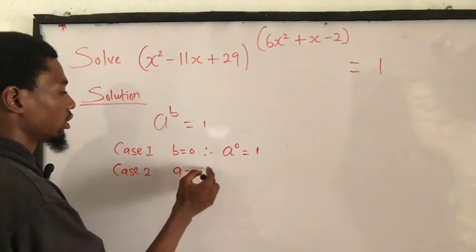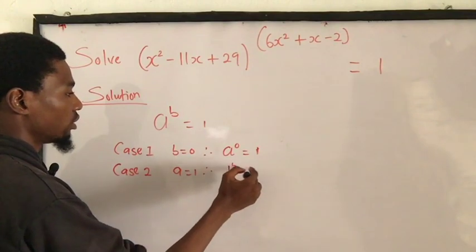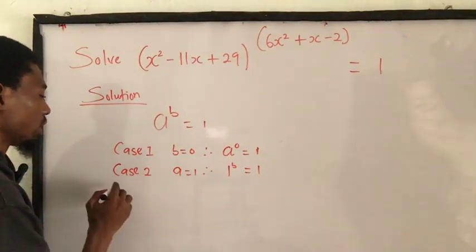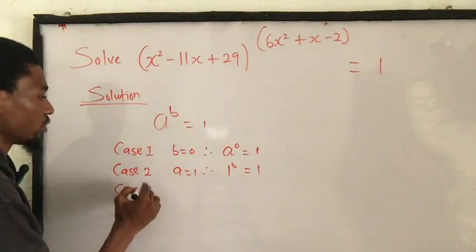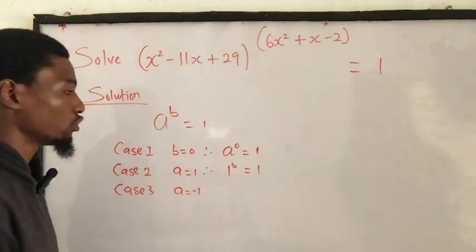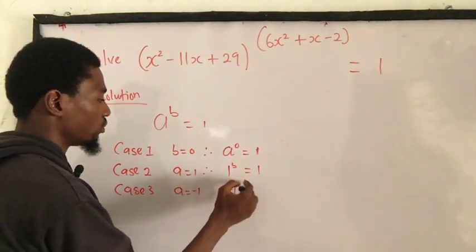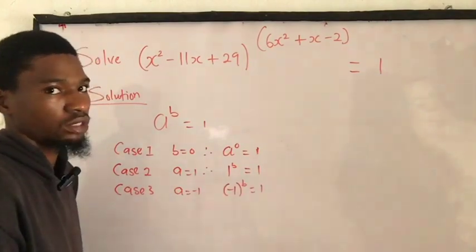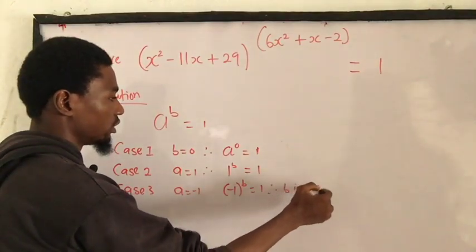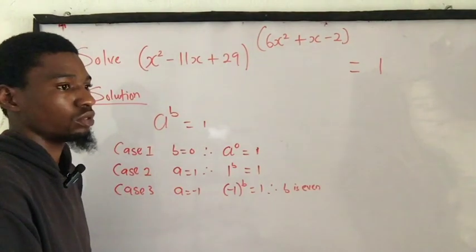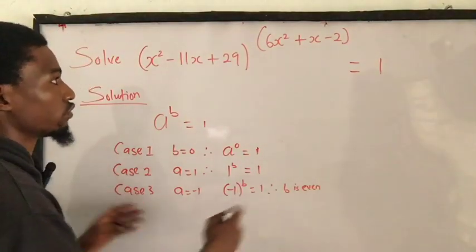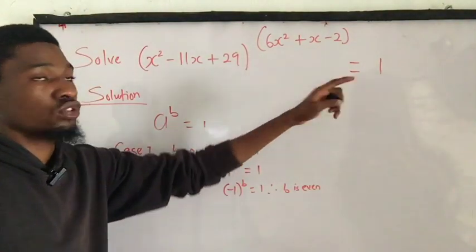When a is equal to 1, 1 raised to the power of any number gives us 1, so 1 raised to the power of b gives us 1 as well. And case 3 is when a is equal to minus 1. Minus 1 raised to the power of b will also give us 1, provided that b is even. So these are the three cases for this equation to be 1.